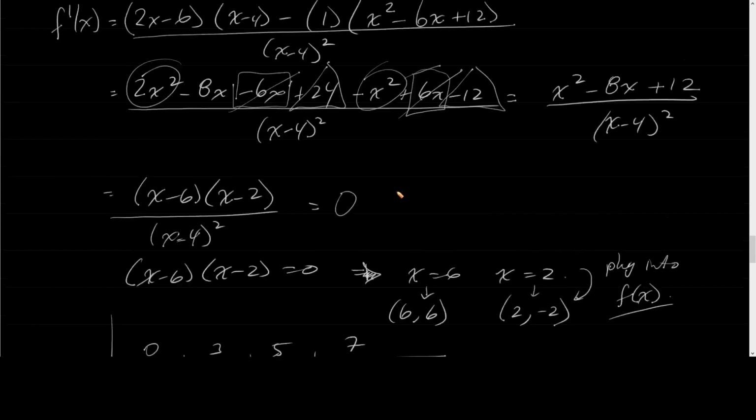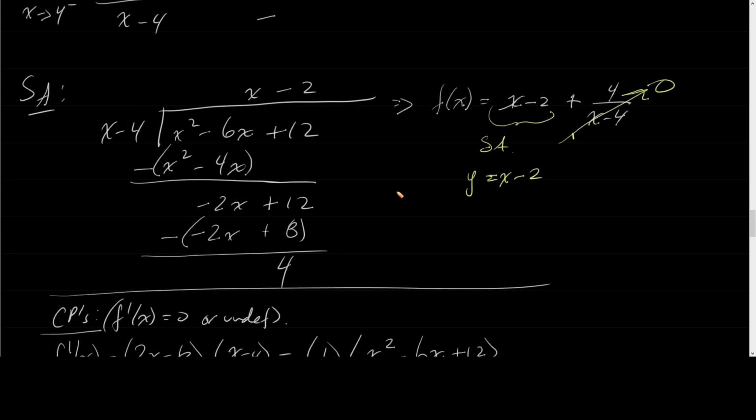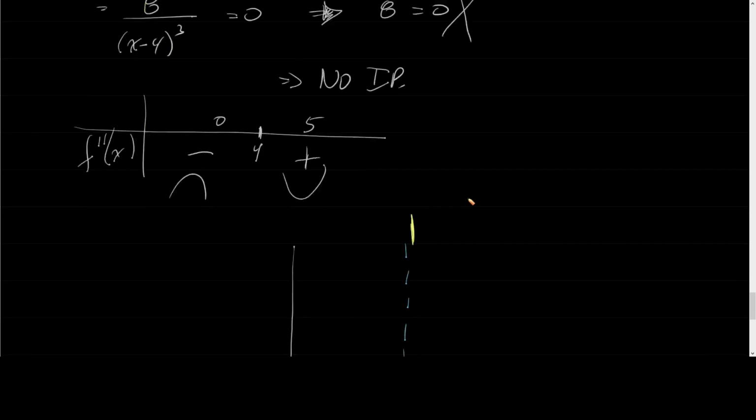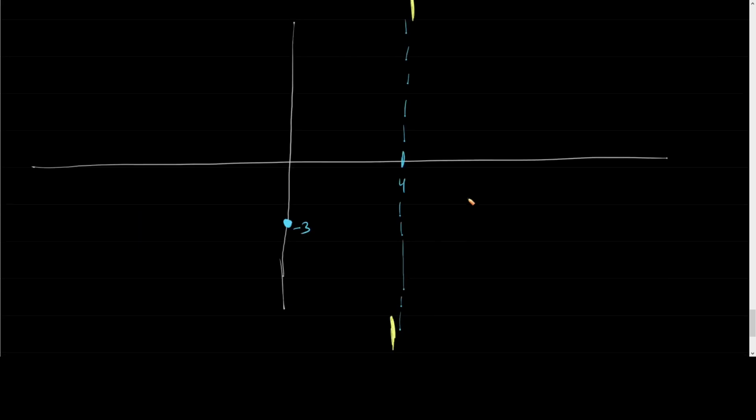What else do we know? We see that we have a slant asymptote of y equals x minus 2. So let's look at how that looks on the graph. x minus 2 crosses at 2. It also crosses at 2 on the x-axis. So it looks something like this.